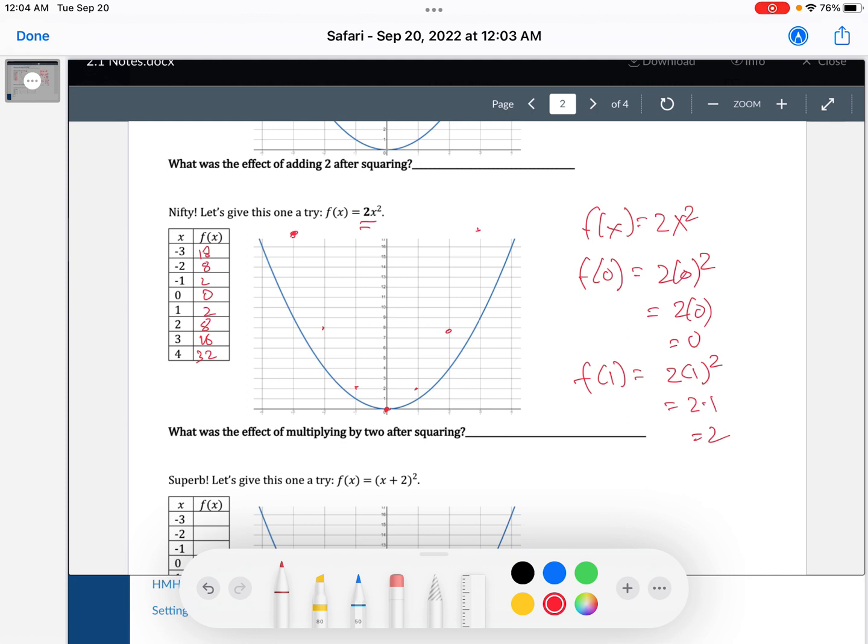And let's try to graph this guy. Yeah, that's not the smoothest graph. You get the idea. Oh, hang on, I missed this point right here. It goes all the way down to the bottom, like that. Okay, so what was the effect of multiplying by 2? We multiplied by 2 after we squared the x, and here it just made it skinnier. It kind of made it a little bit stretched out along the y-axis.